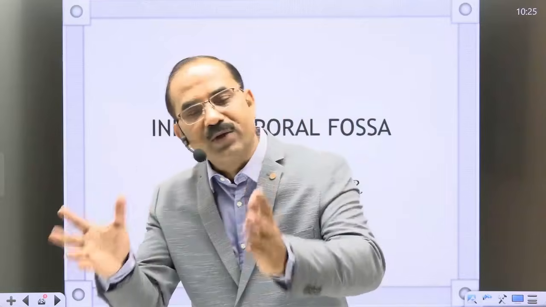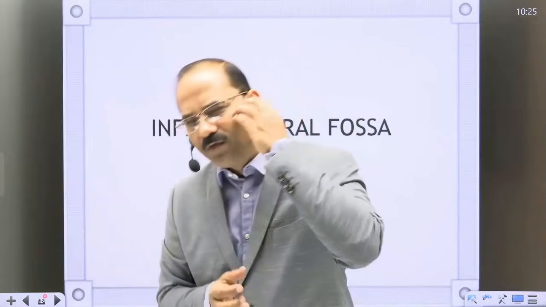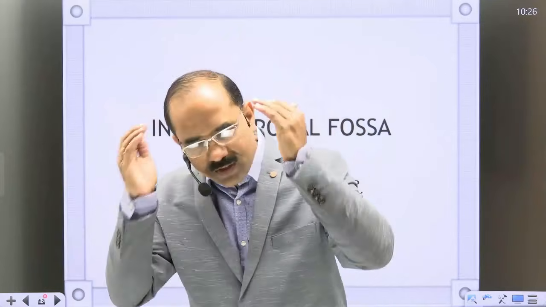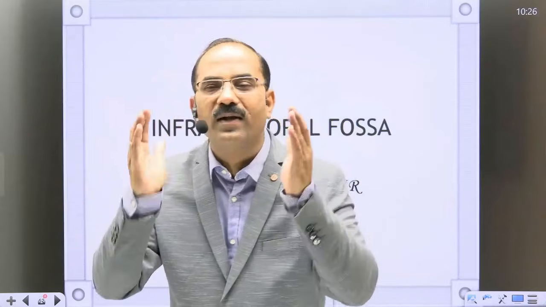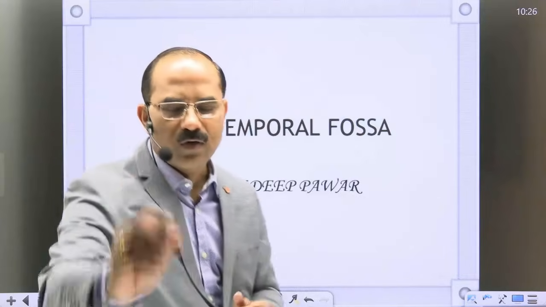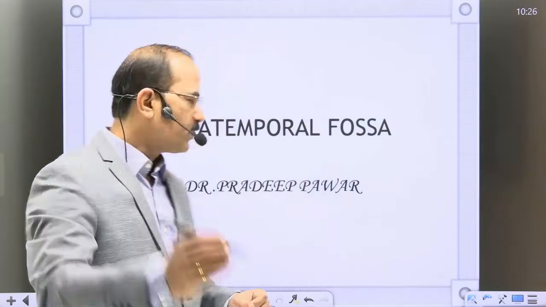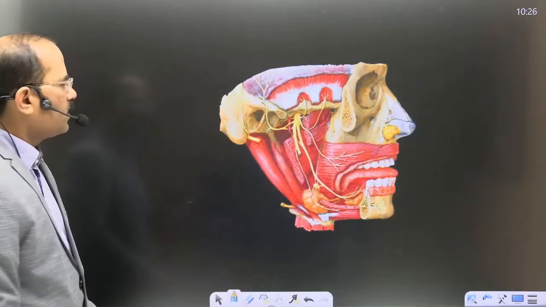There's another fossa. What do you call this fossa as? That's the infratemporal fossa. Infratemporal fossa. Are you able to follow this? Look, what is infratemporal fossa? Where is it located? Have a look at this now.